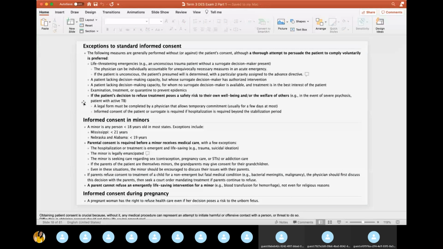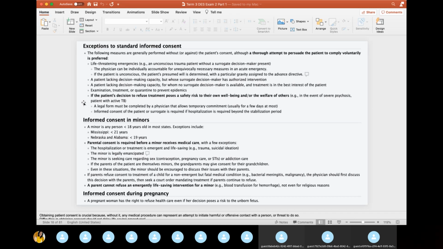Are there exceptions to the standard of informed consent? Yes, there are exceptions. This is high yield. First, life-threatening emergencies. For example, an unconscious trauma patient without a surrogate decision maker. In terms of emergency, go ahead and treat the patient because you have a duty to treat. If you don't treat the patient, civil suit, malpractice. Next, there is a patient, but the patient lacks decision-making capacity, but the patient has a surrogate decision maker, and the surrogate decision maker authorized the intervention. So that's okay.